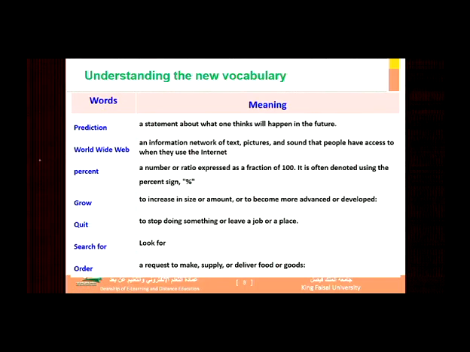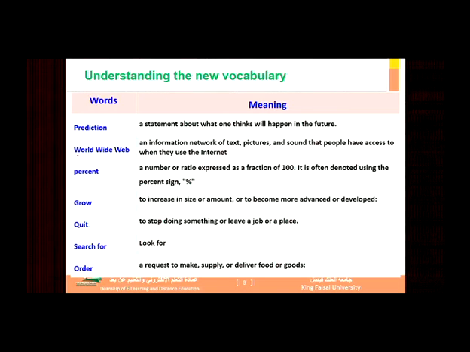Okay, now again we still have some words to explain. The word prediction: when somebody predicts something, it means he is saying a statement about what one thinks will happen, what will happen in the future. So again, prediction is a statement about what one thinks will happen in the future.